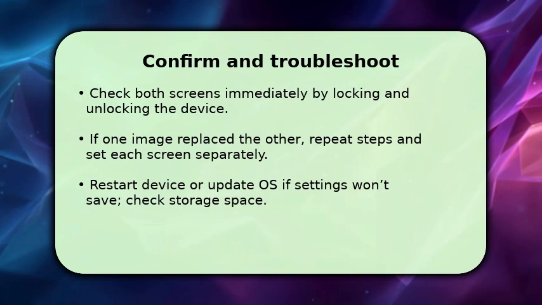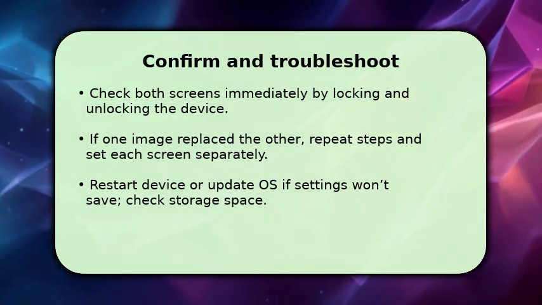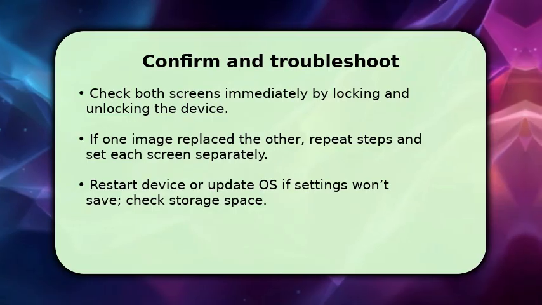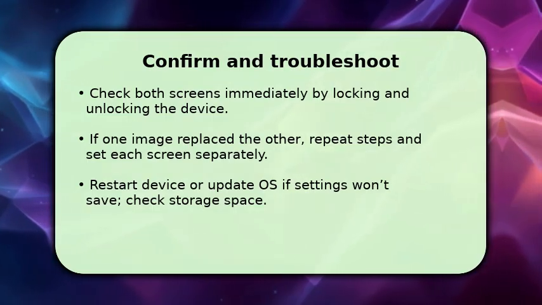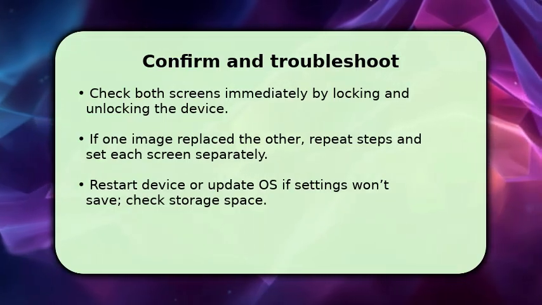Finish by locking and unlocking the device to verify the lock screen and home screen show different photos. If you find the home screen replaced the lock screen, don't panic. Repeat the sequence and be careful to tap Set Lock Screen Only, then Set Home Screen Only.